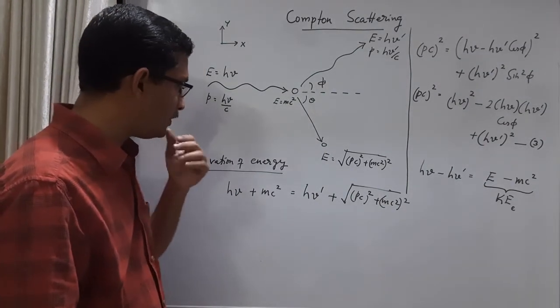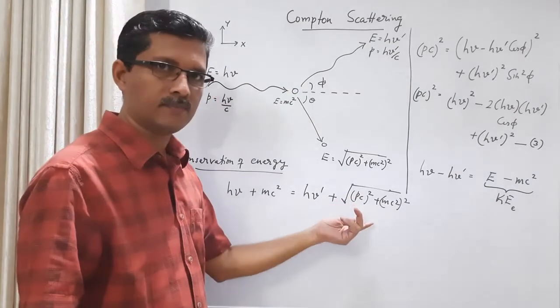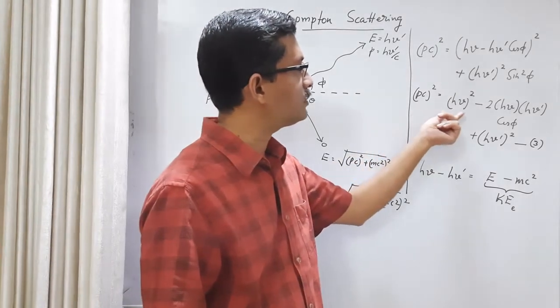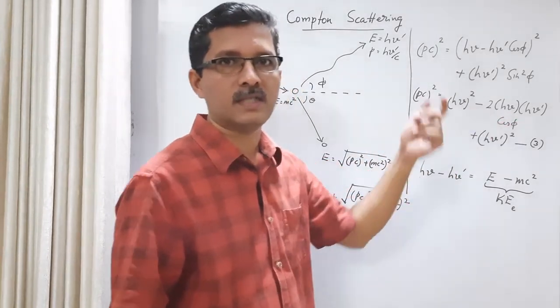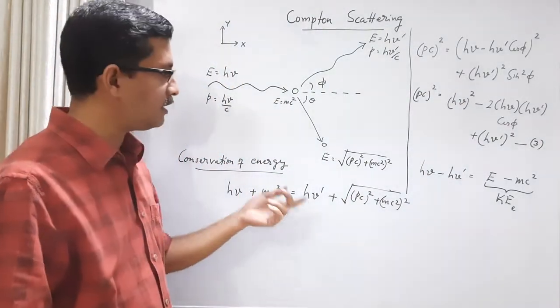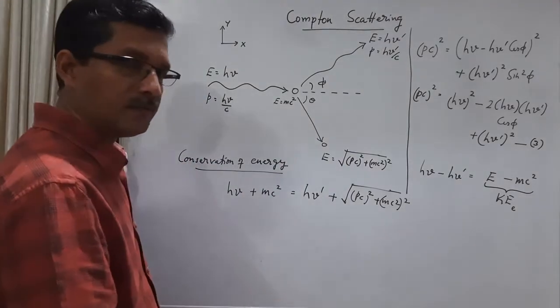Let us try to simplify. So from here we can get an expression for pc square. Again, look at equation 3. We have an expression for pc square in terms of photon energies and scattering angle phi. Here also we can try such a thing, and we can substitute for pc square from that expression. That is a method that we are going to do.